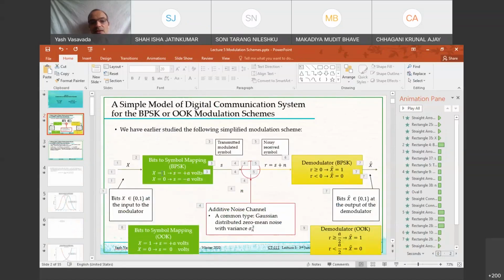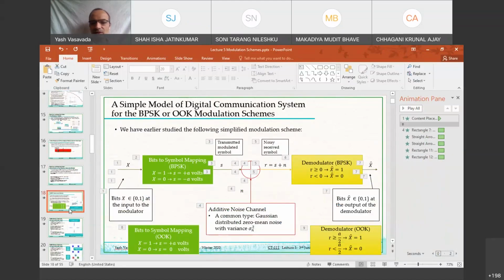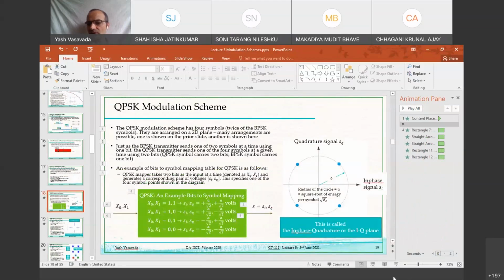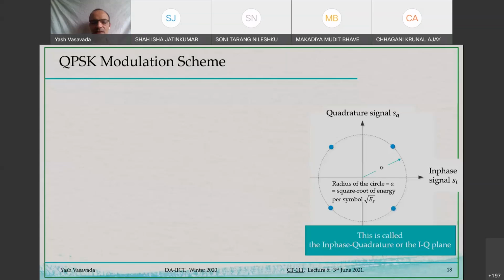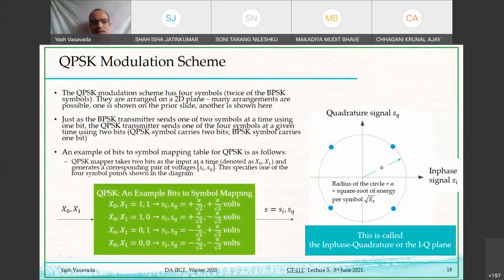There it was very, very simple. X is equal to 1, we map it to plus A. X is equal to 0, we map it to minus A. How about QPSK? Well, QPSK looks a little more complicated, but once we understand what we are doing, it's not difficult to set it up.